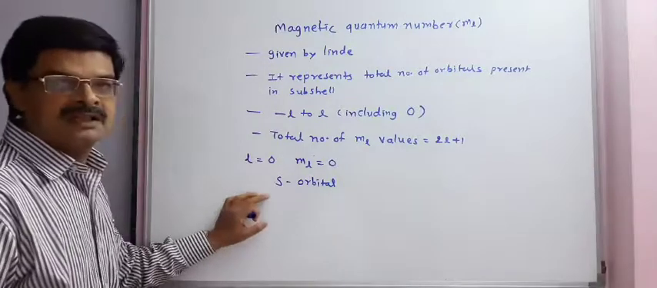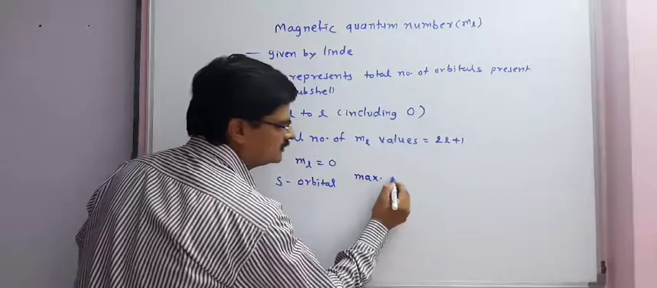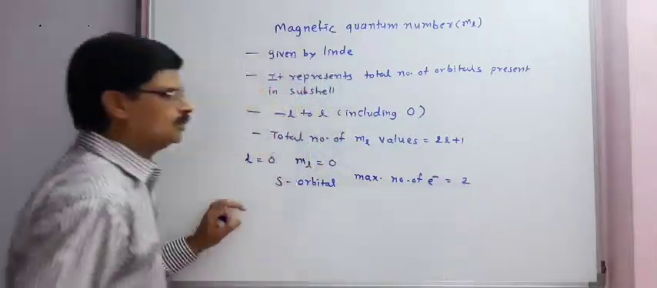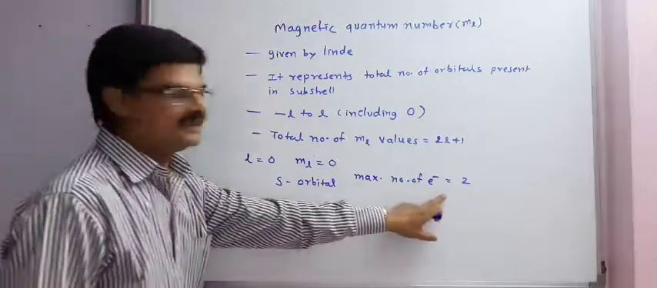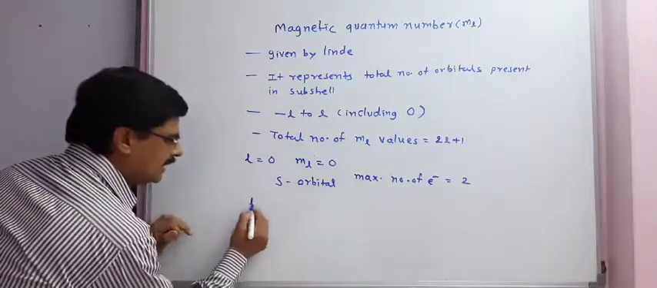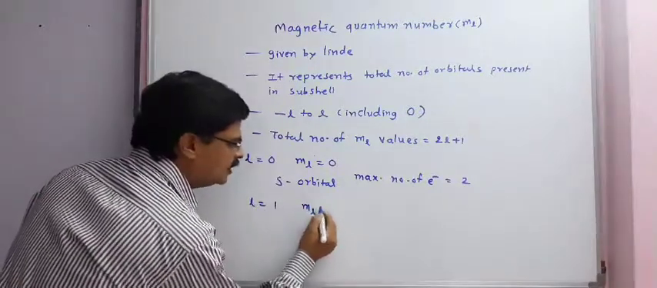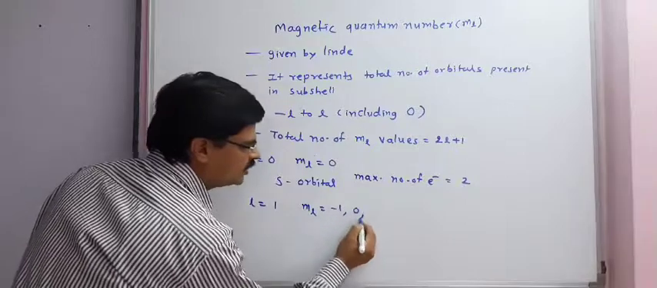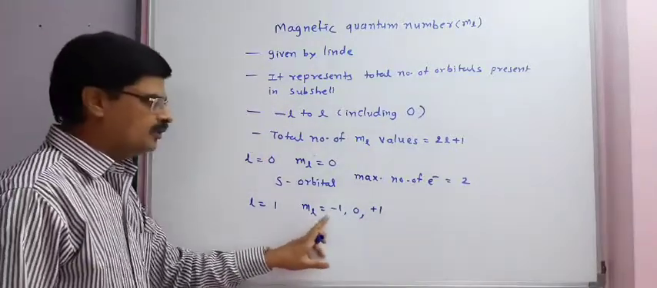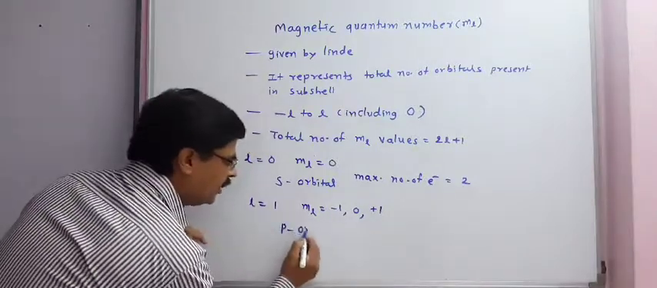The type of orbital is the s orbital, so the maximum number of electrons is equal to 2 for the s orbital. Now if L is equal to 1, then ml is equal to -1, 0 and +1, and that is the p orbital.